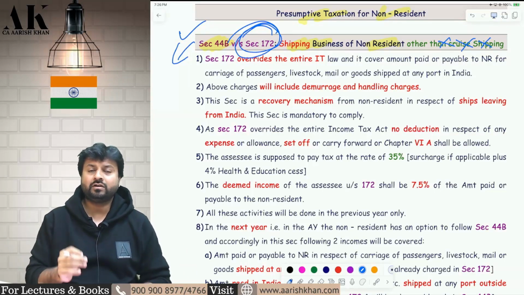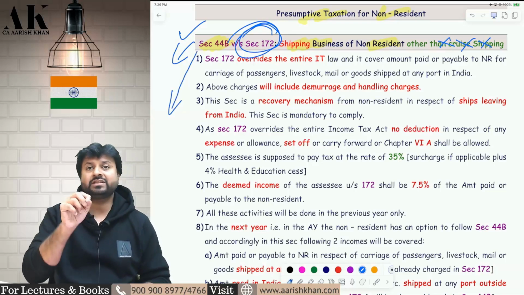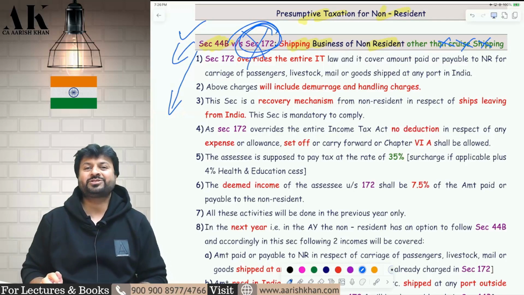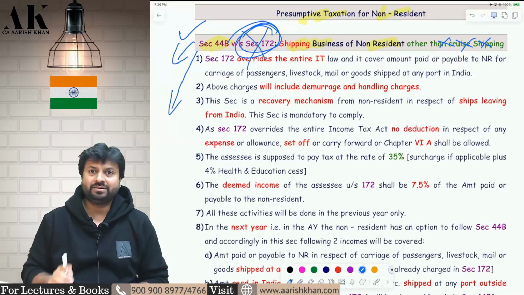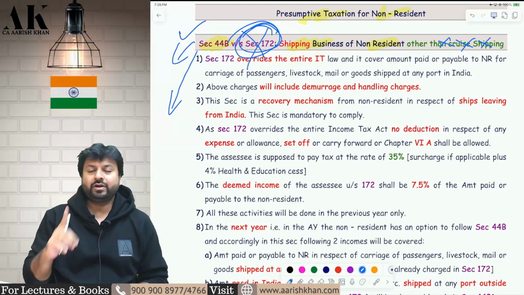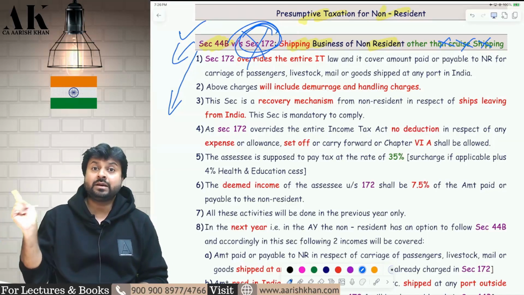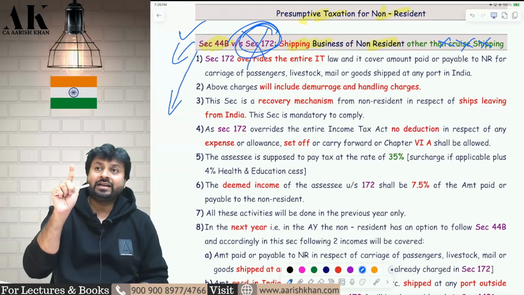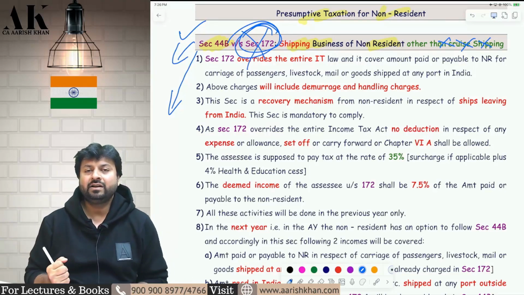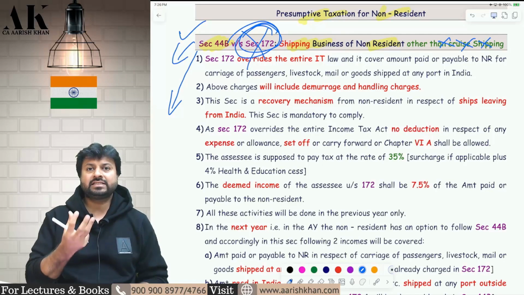Okay. Now, in 44B, there is one more income which is not covered in 172. That income should also be known to the student. So which is that income? For example, if the ship leaves from Singapore and goes to Dubai, and leaves from Dubai and goes to Singapore, and the money is received in India. Where is the money received? The money is received in India.